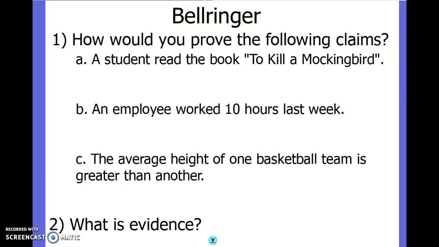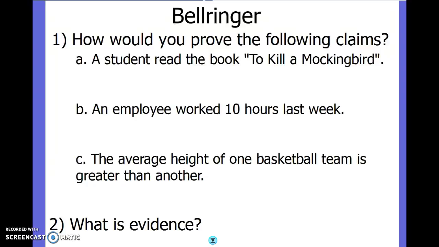Okay, so the idea behind this is that there's a lot of statements we can make in life and in mathematics as well that you can say, but you have to have something to back it up in order to prove it or say why it's true. And all of these things would be considered evidence, or the word that I'm going to use today is justification.